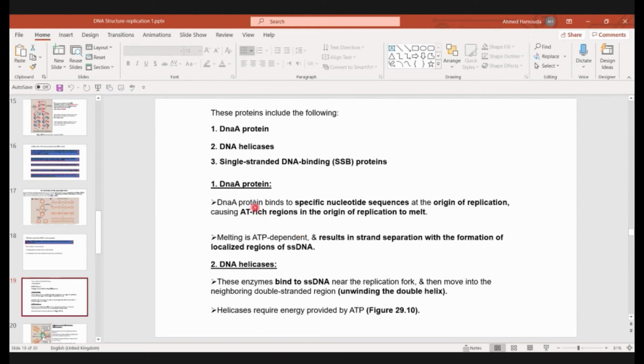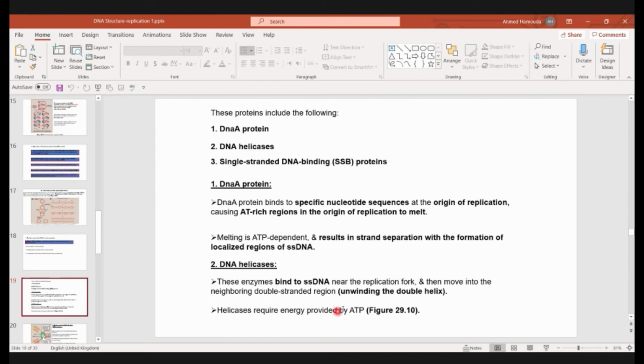So the DnaA protein will come and attach to the AT-rich region, and this will start to melt. It means it will start to open the DNA, and therefore you will get a single-stranded DNA instead of a double strand. Then enzymes called helicases will come and bind to the single-stranded DNA near the replication fork, and then move along to unwind or open the double helix.